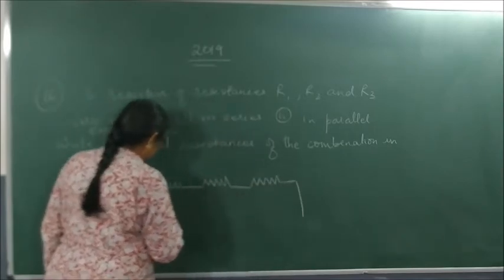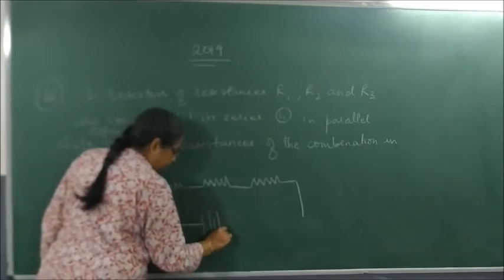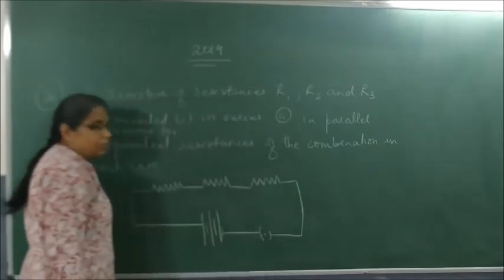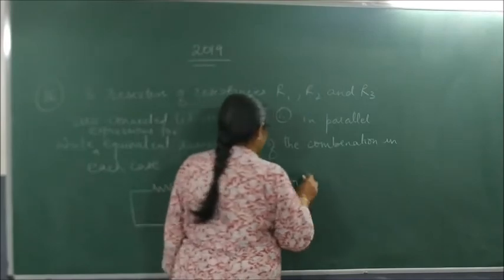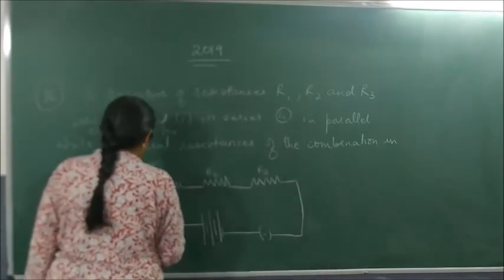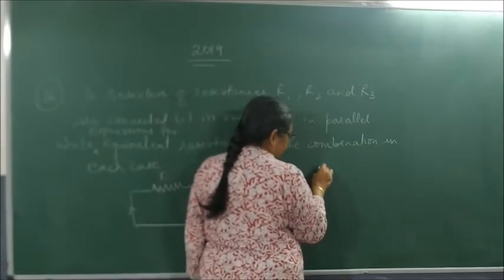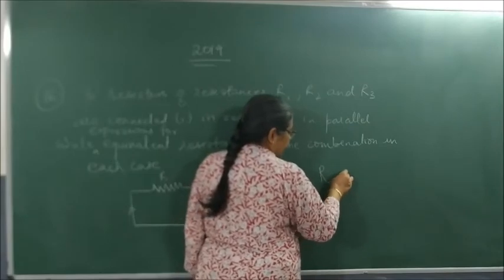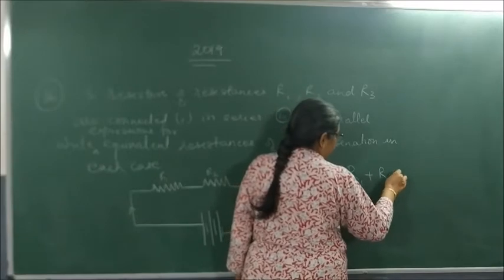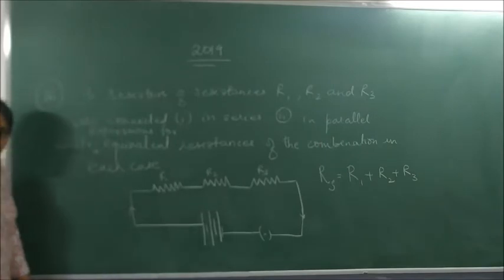So first, if three resistances R1, R2, R3 are connected in series across a cell or a battery using the plug key, correct? What is our equivalent resistance here? Let us write R1, R2, R3. Put an arrow saying that current flows from the positive terminal to the negative terminal. When resistances are connected in series, the resultant resistance is given as R1 plus R2 plus R3. Correct? This is the first part of the question.